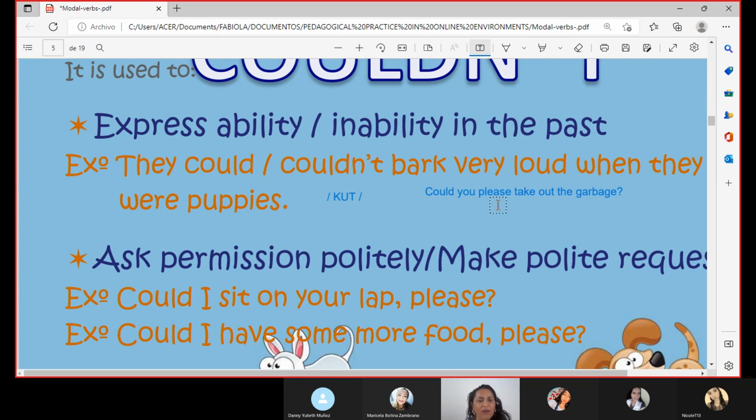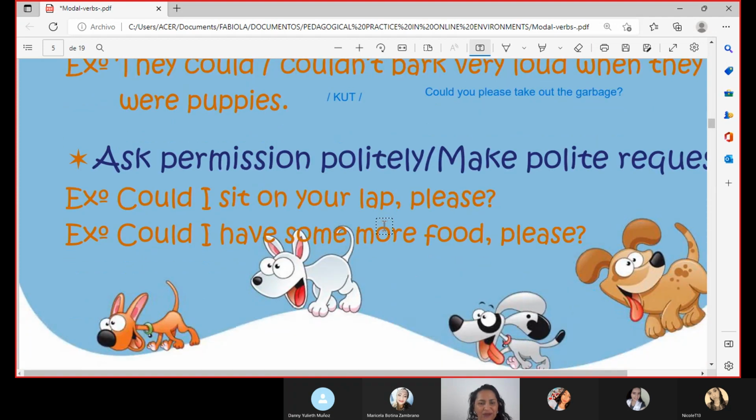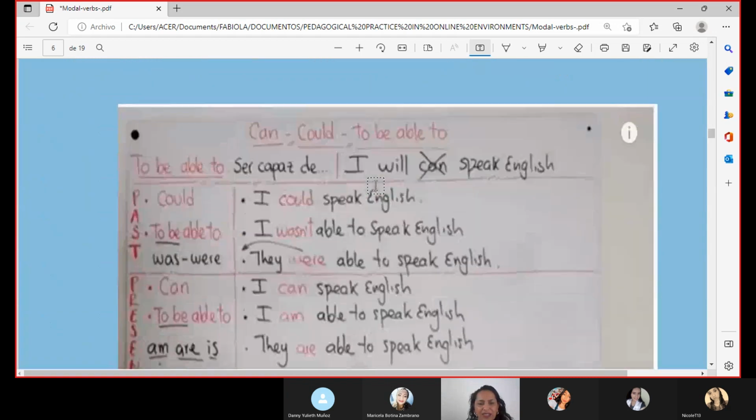Okay, yes, exactly. But in this case, they could or couldn't bark. Bark means ladrar. They could bark very loud when they were puppies. In the second one, could I sit on your lap, please? What does lap mean? Could I have some more food, please? And you say, could you please? It's more polite, no? But here there are other examples.